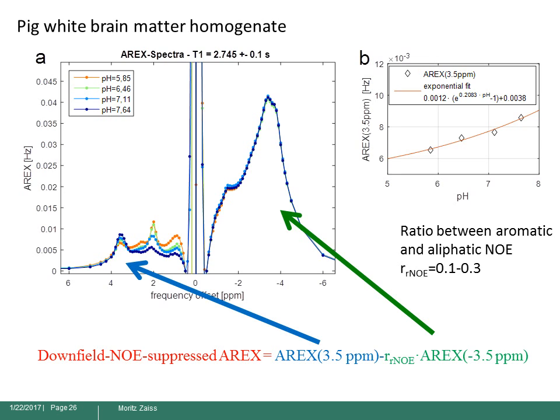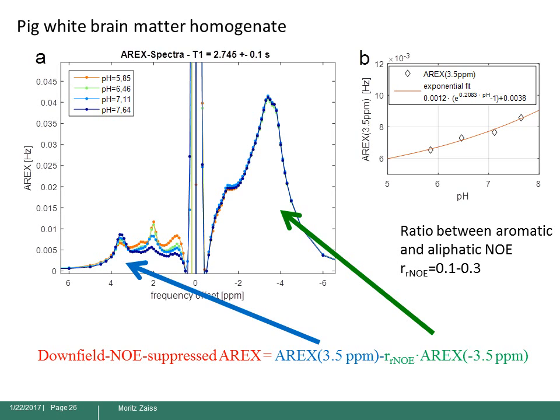We define the downfield NOE-suppressed AREX, so the downfield NOE-suppressed amide. So this should be the pure amide. We define it as the AREX at 3.5 minus a fraction, which is like 0.2, of the AREX at minus 3.5. So we remove the downfield NOE by using the upfield NOE. That's the very first approach, but that's what we tried because we saw, okay, that's a similar origin, similar behavior, and both not so much pH dependent.